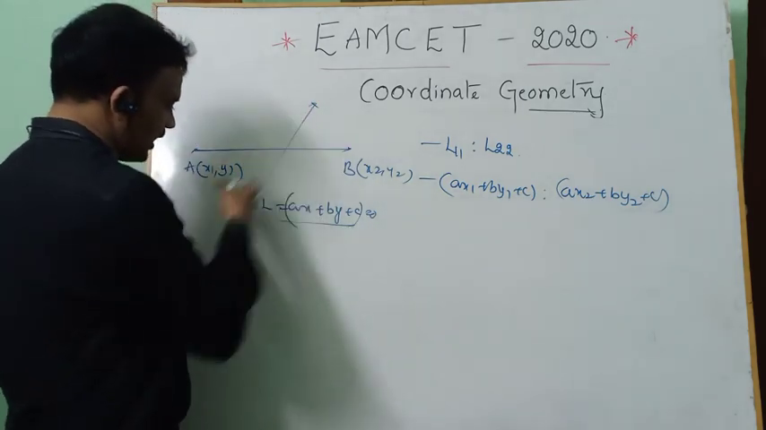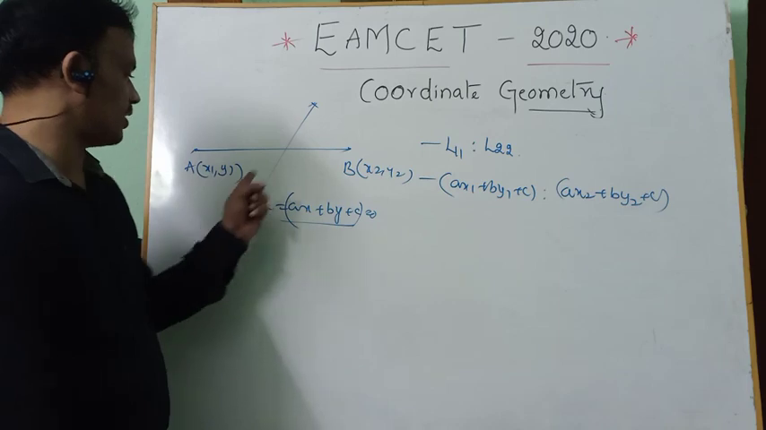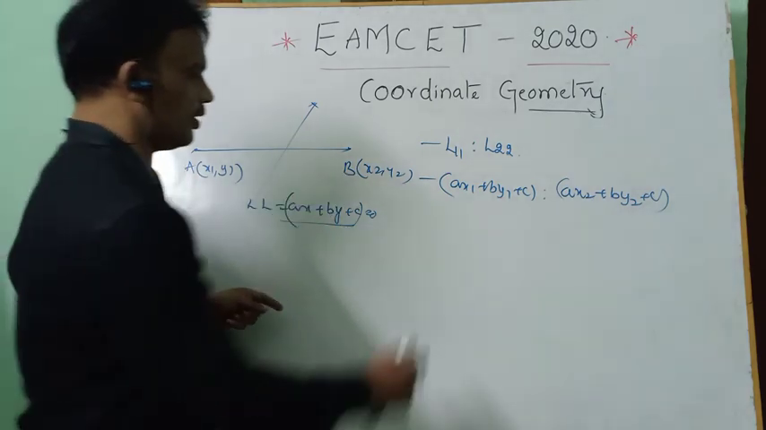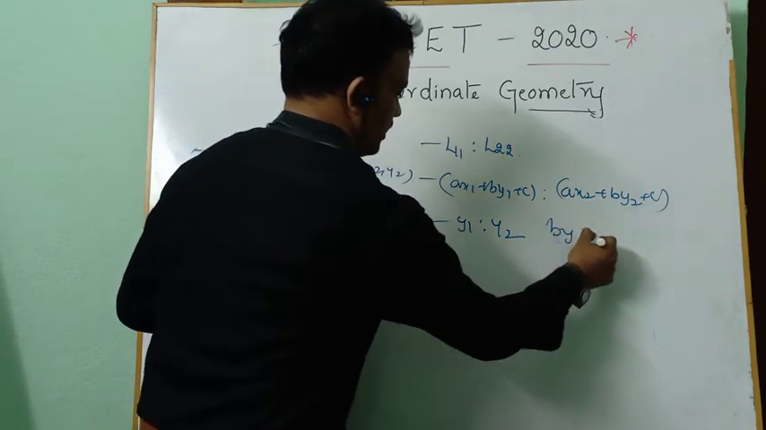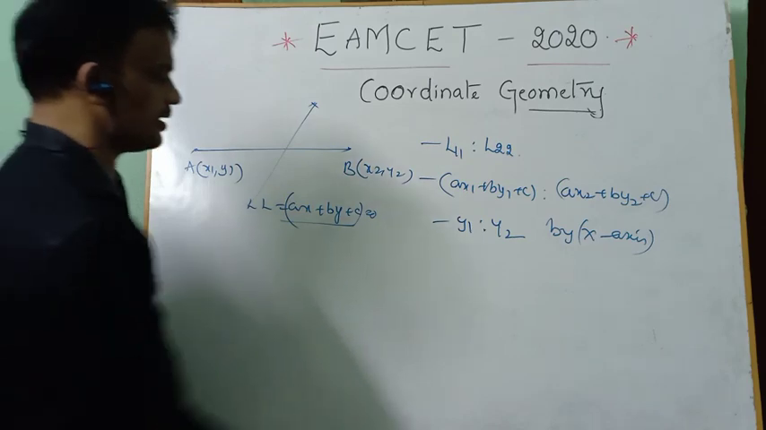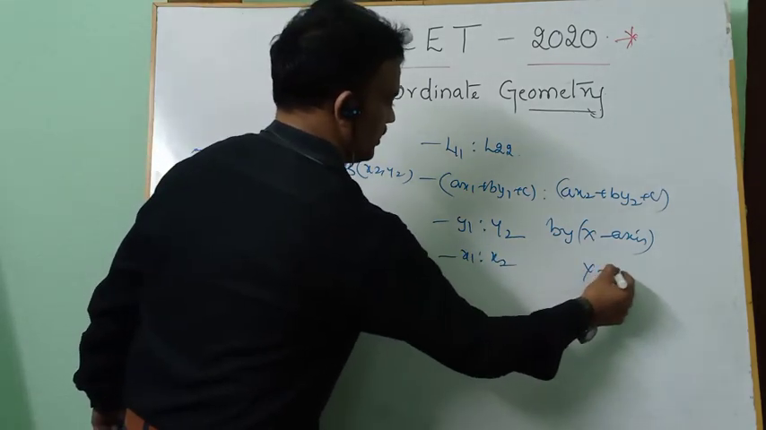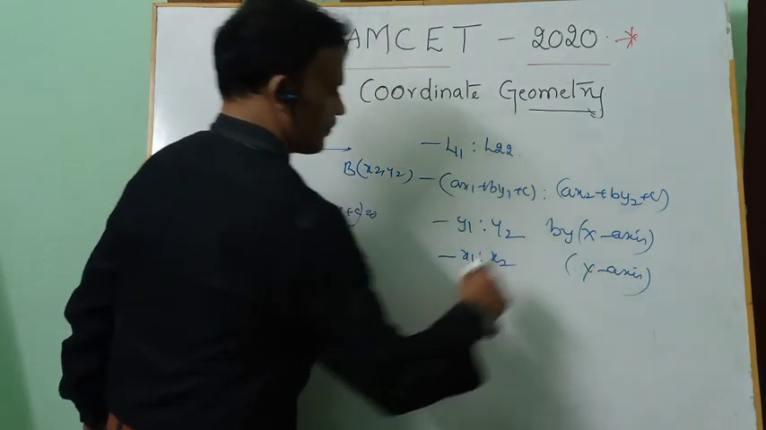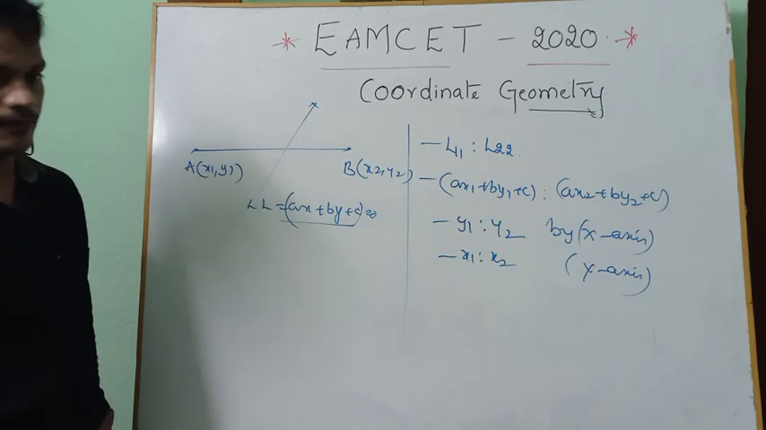Suppose the line is the x-axis, it divides the line segment AB in the ratio of minus y1 is to y2. Suppose this line is the y-axis, the ratio is minus x1 is to x2. Okay, and in that case, two concepts are there.